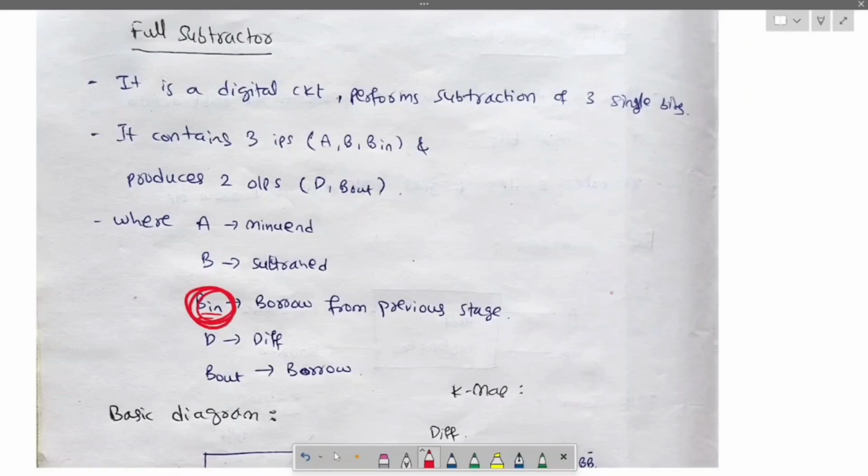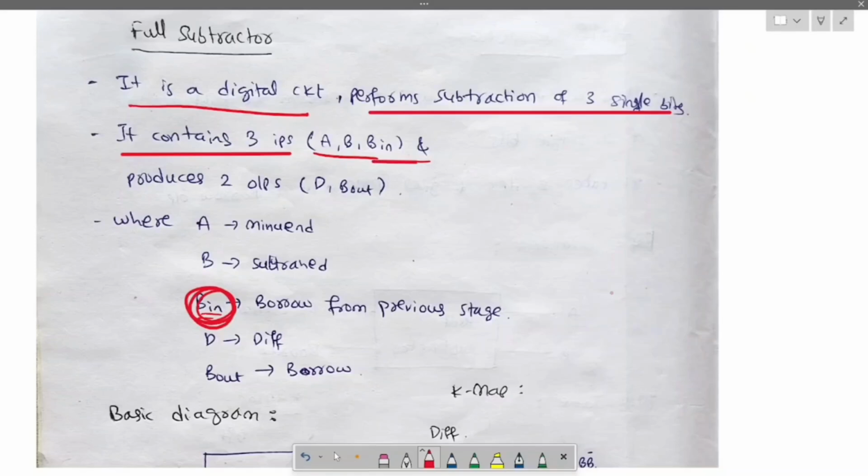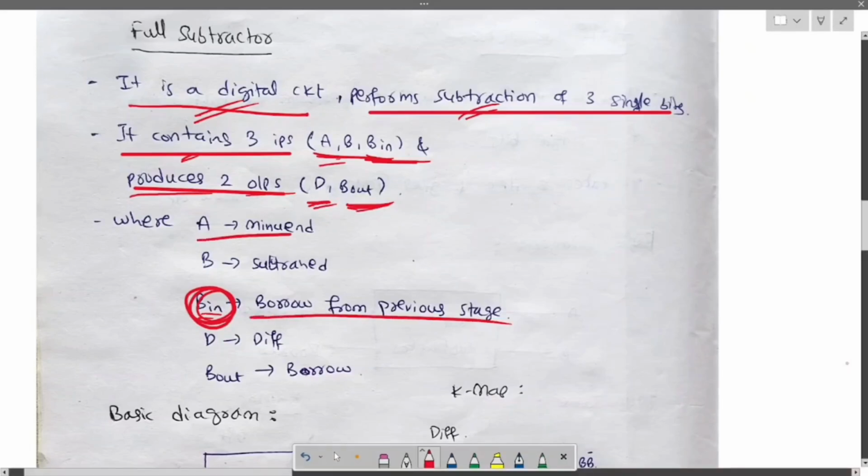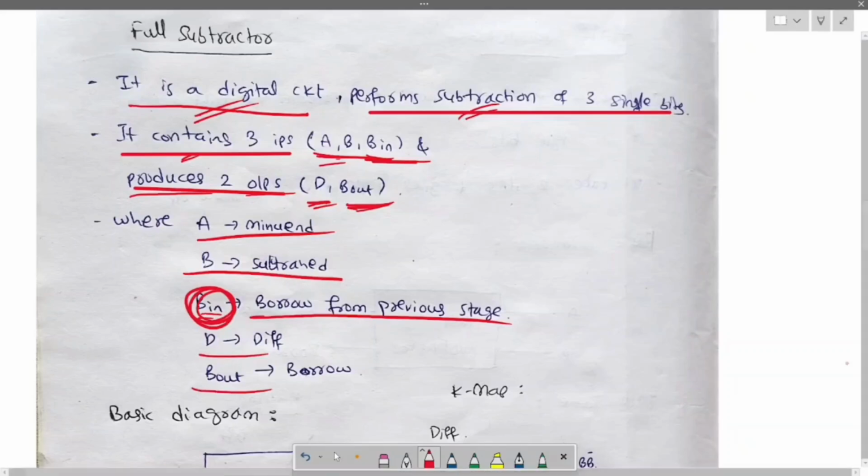It is a digital circuit that performs subtraction of three single bits. It contains three inputs A, B, and B in, and produces two outputs D and B out. B in is nothing but the borrow from the previous stage, the borrow in. A is the minuend and B is the subtrahend. D is the difference, and B out is the borrow.